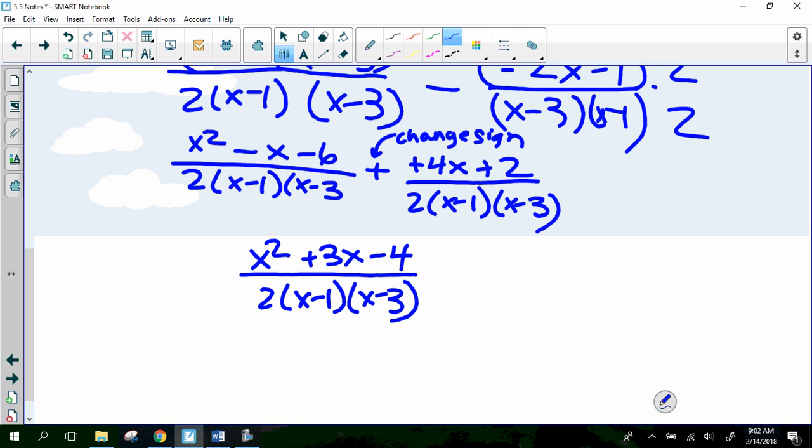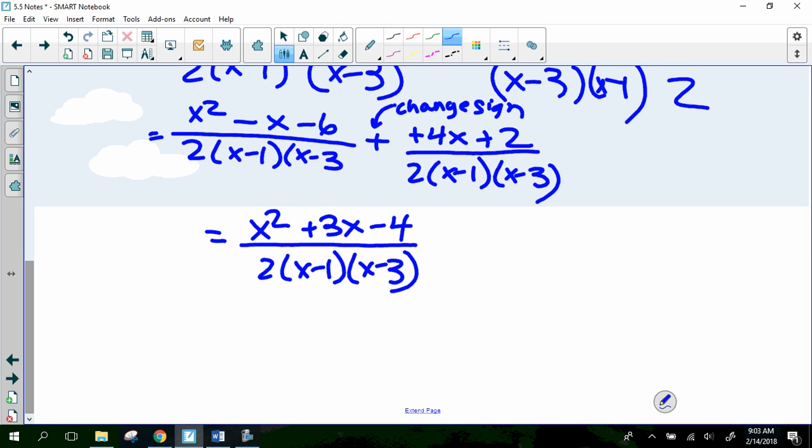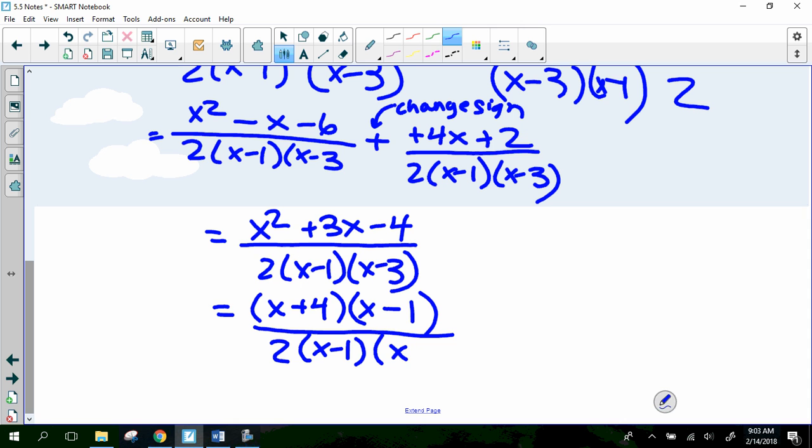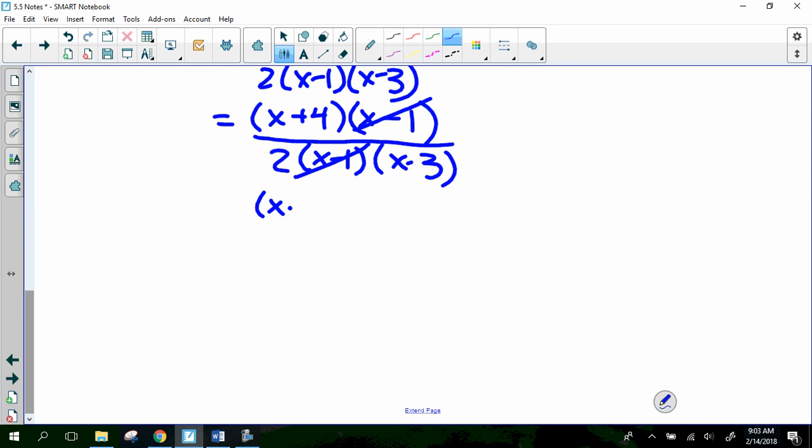Now my last step is to make sure I don't have any common factors. Is the numerator factorable? Yes, so let's factor that. What does it factor as? x plus 4, x minus 1. So am I going to have anything to cancel? The x minus 1. So I'm going to cancel my x minus 1s because they're in the same fraction. And then my answer is just going to be x plus 4 over 2 times x minus 3.